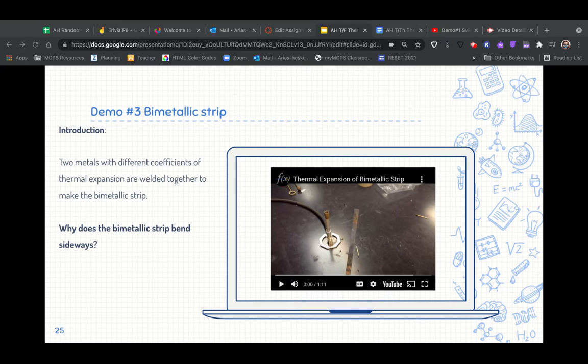You guys are experts in thermal expansion. So why do you think the bimetallic strip bends sideways?